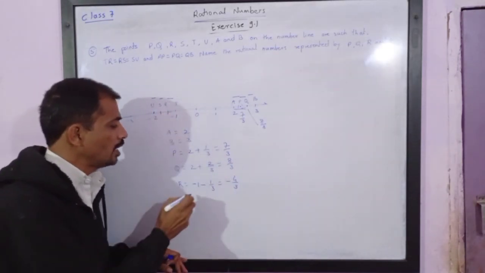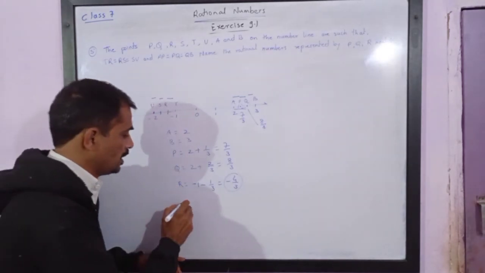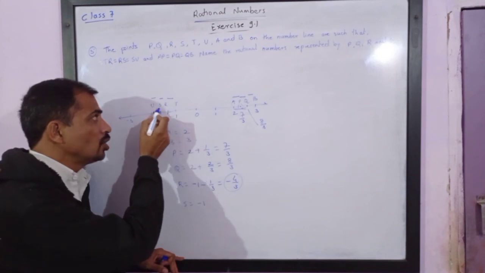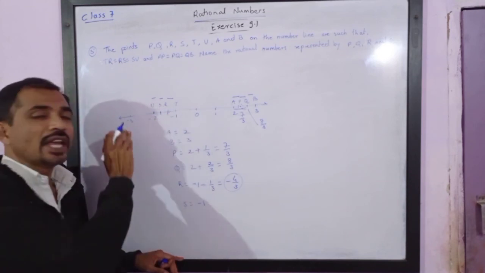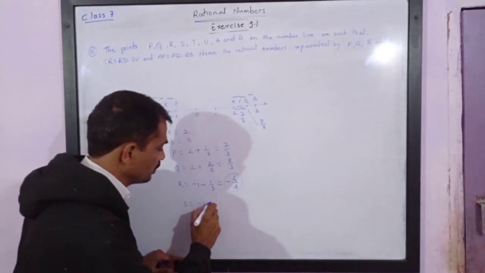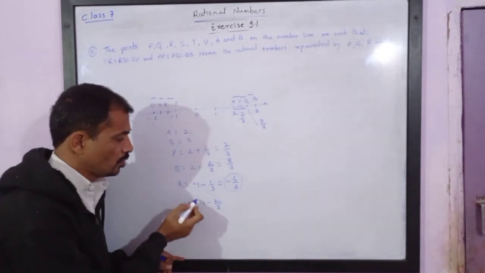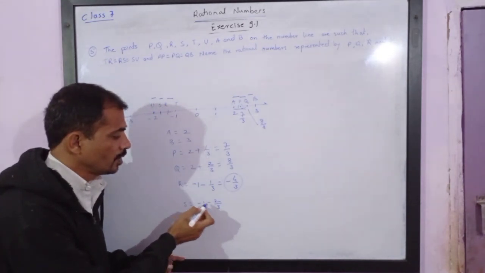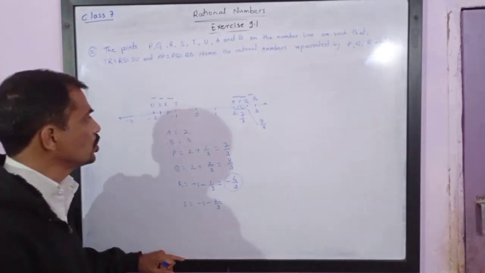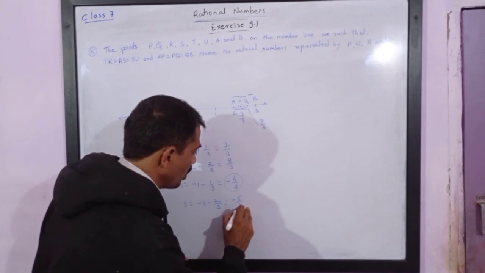So please note, R represents negative 4 upon 3 and S represents, it is again negative 1 and 2/3 part to the left side. So we need to subtract, since the part is to the left side, we need to subtract 2 upon 3. If you solve this, you will get 3 minus 2, that is 5. So this represents negative 5 upon 3.